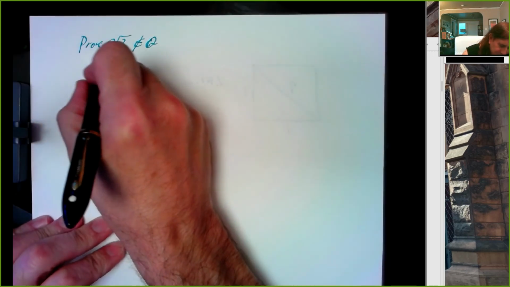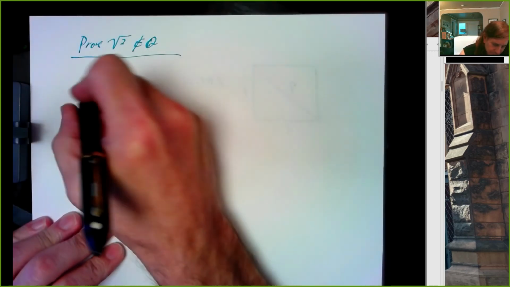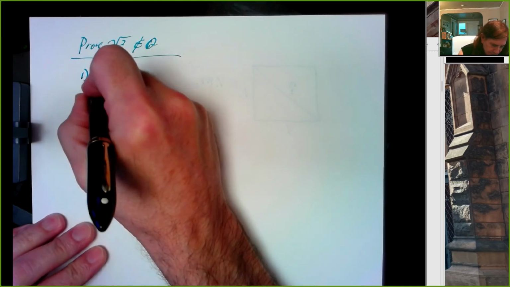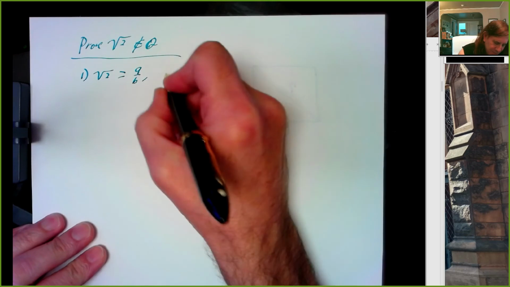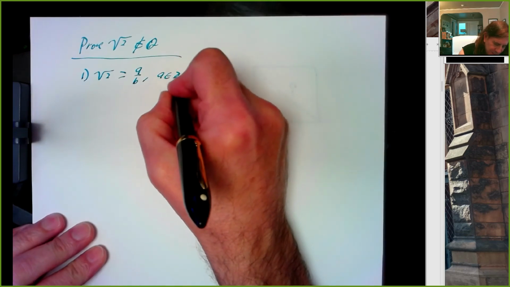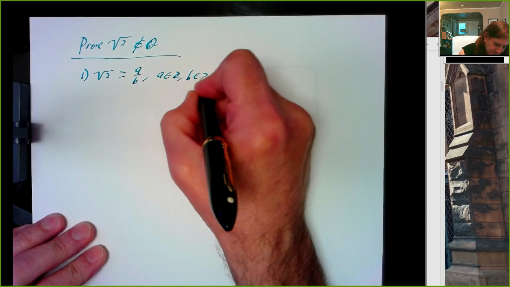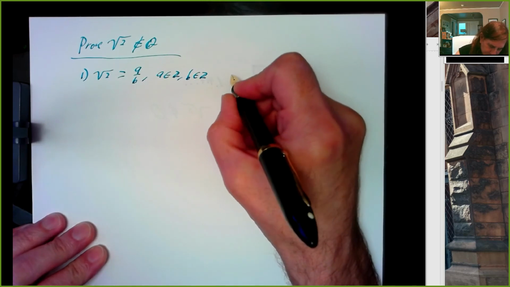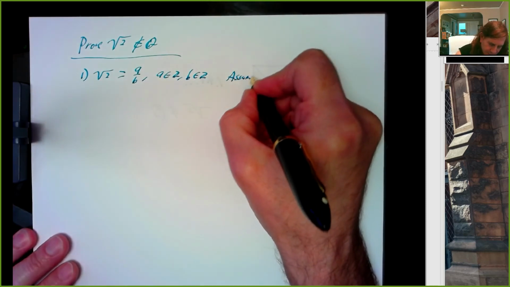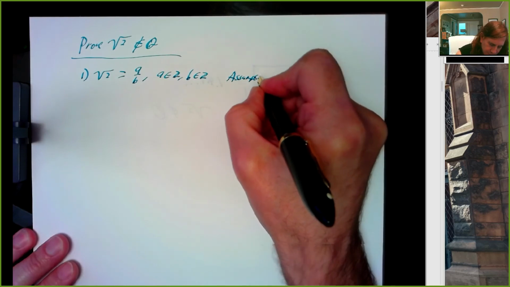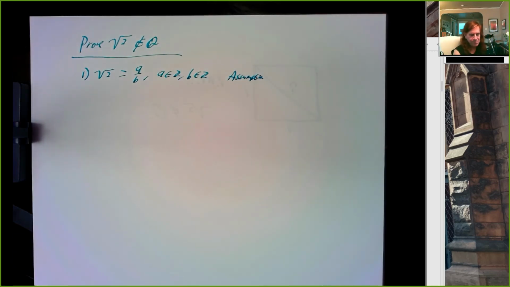All right, so let's do an indirect proof. Let's suppose square root of 2 is equal to a over b, where a and b are integers. This is just our assumption, and we're going to argue to an absurdity.